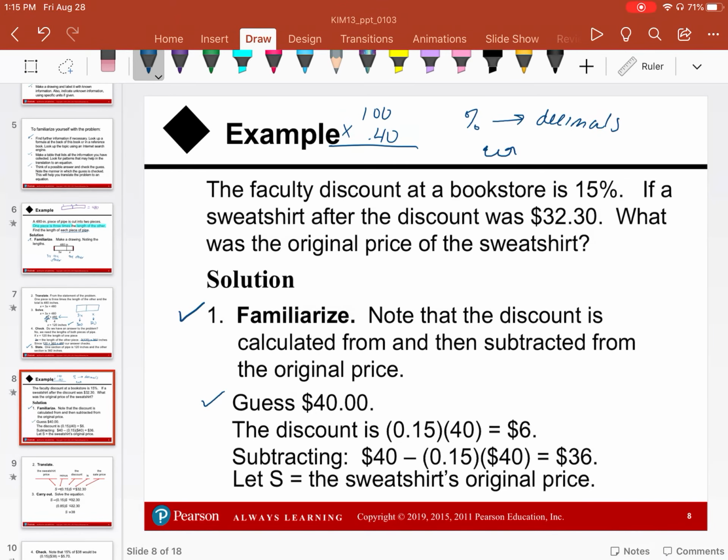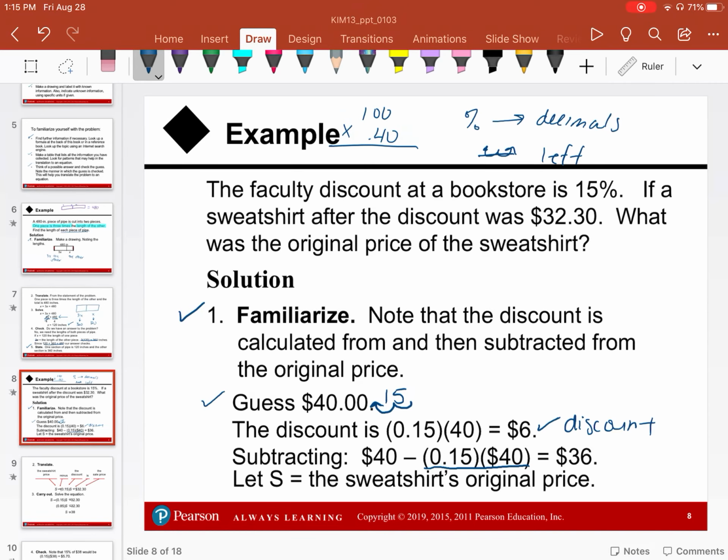So let's take a guess. Let's assume that $40 is the original price. If you're trying to find the discount of 15%, remember you move the decimal over to the left. I said right, so left. So you take 40 times 0.15, that gives you $6. So that would be your discount. So after your discount, 40 minus $6, or 0.15 times 40, you would get 36.